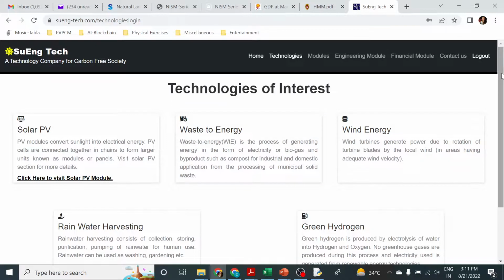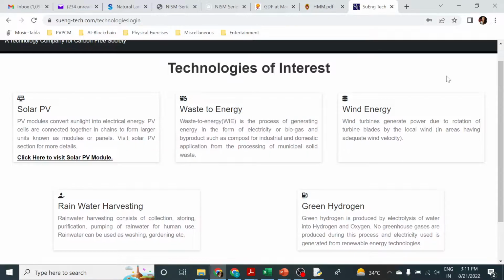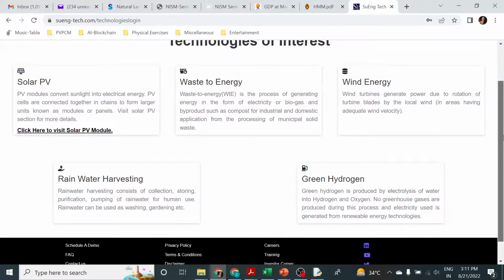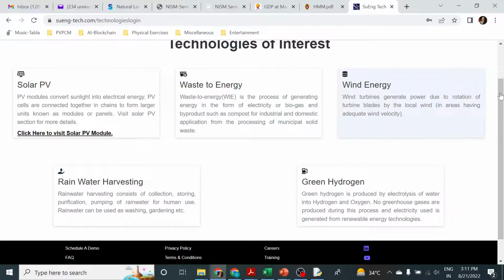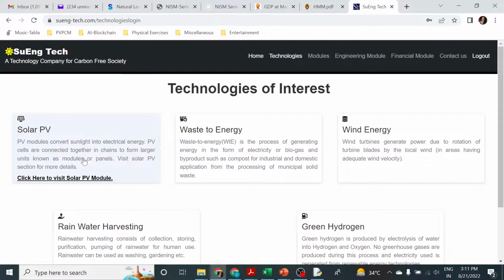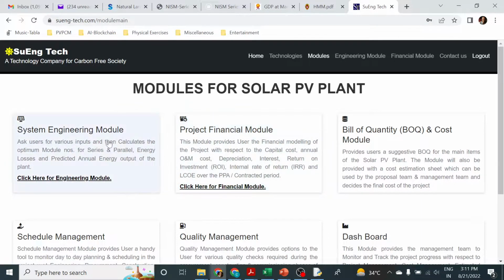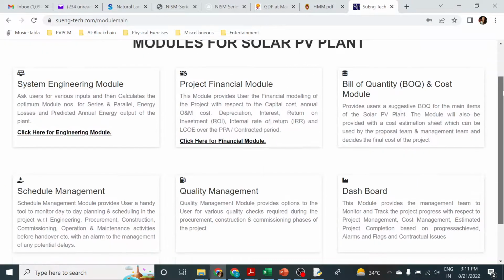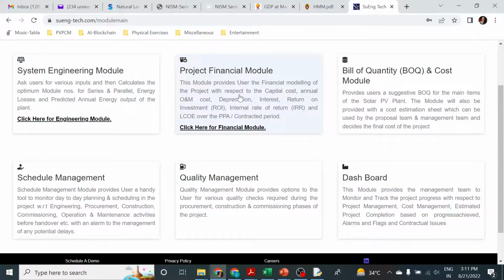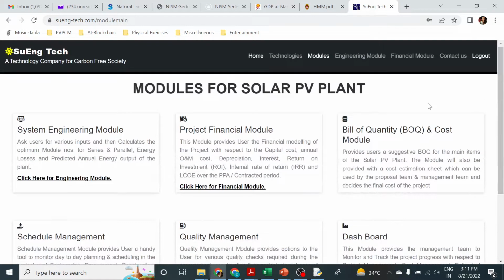So they have various renewable and sustainable technologies: solar PV, wind energy, waste to energy. However, I think the rest are under development and only solar PV is active. So I go here, click. Then within the solar PV technology, there are a couple of modules such as system engineering, project finance, bill of quantity, schedule management, quality management. However, I think only the system engineering module and project finance modules are active as of now.